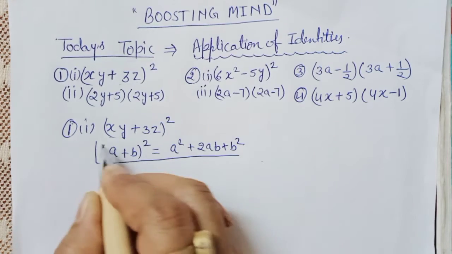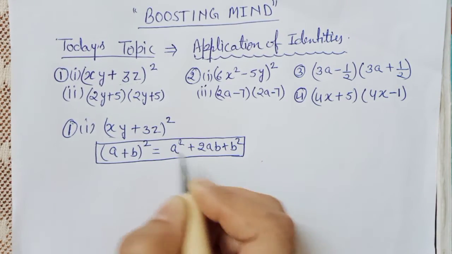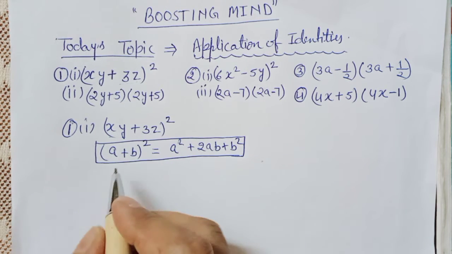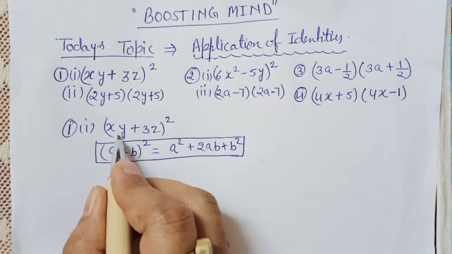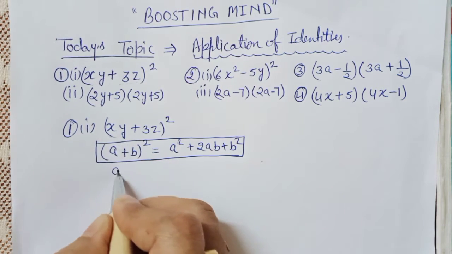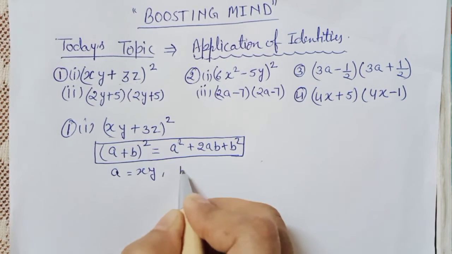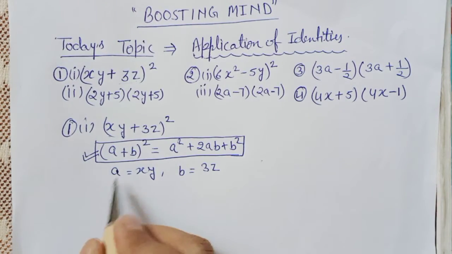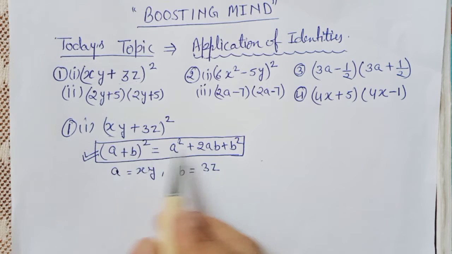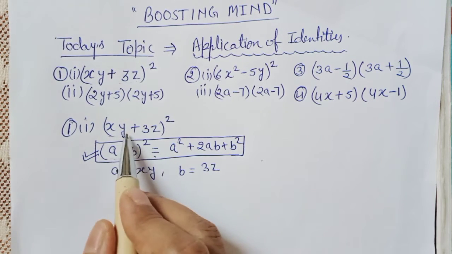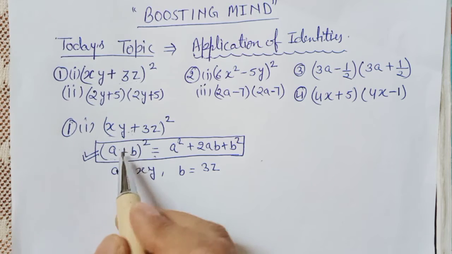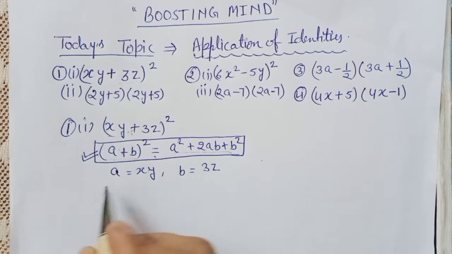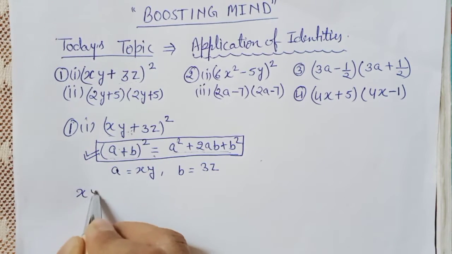You have to always remember that when we are applying any identity, we have to write the formula first. Now find what a is here. In your question, a is xy and b is 3z. We will apply this identity because this question is in the form of this identity. We have to expand this side according to this side. How will we do this? Write down the question first.